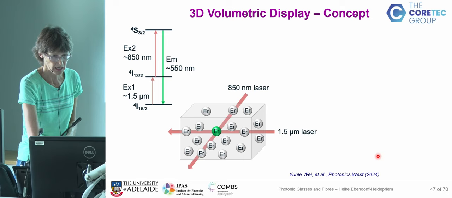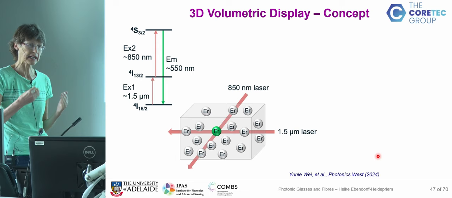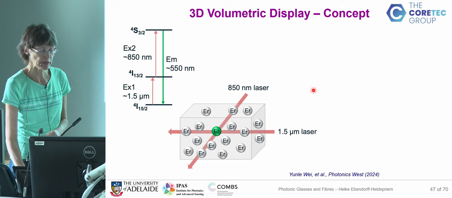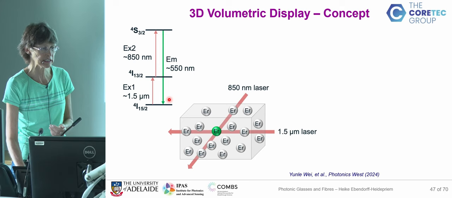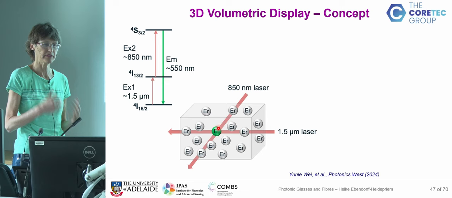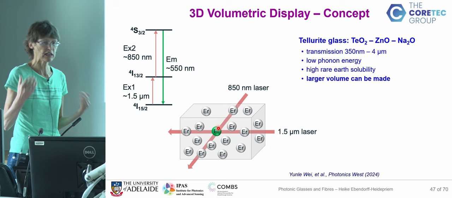And so the concept is again taking the erbium, again an upconversion process, but now with two different wavelengths, 1.5 micrometer and 850 micrometer. These two laser beams are perpendicular, and where the two laser beams meet, the excitation of the higher energy level can occur, and from there then the green fluorescence, so visible fluorescence, that means visible display. And so we found again telluride glass is perfectly suited for this.